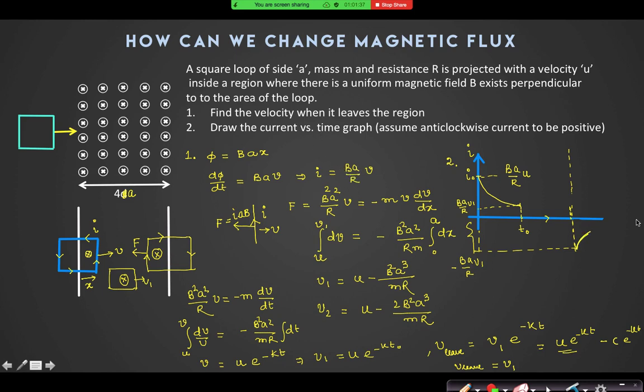Current finally, this is the time axis. That will then be V2 when it is leaving. The velocity V2 will give the current. This current will not be 0. This current will be minus BA by R into V2. So this will be the function of the current. A complicated function, but we can calculate it.